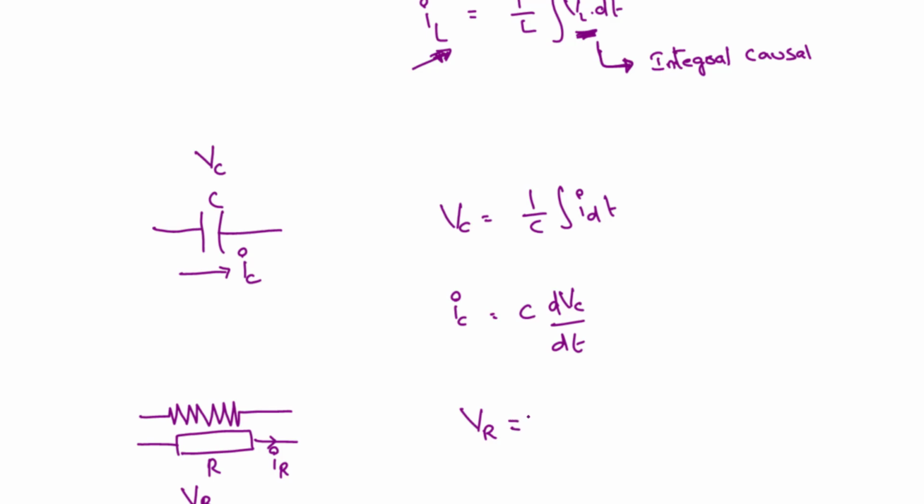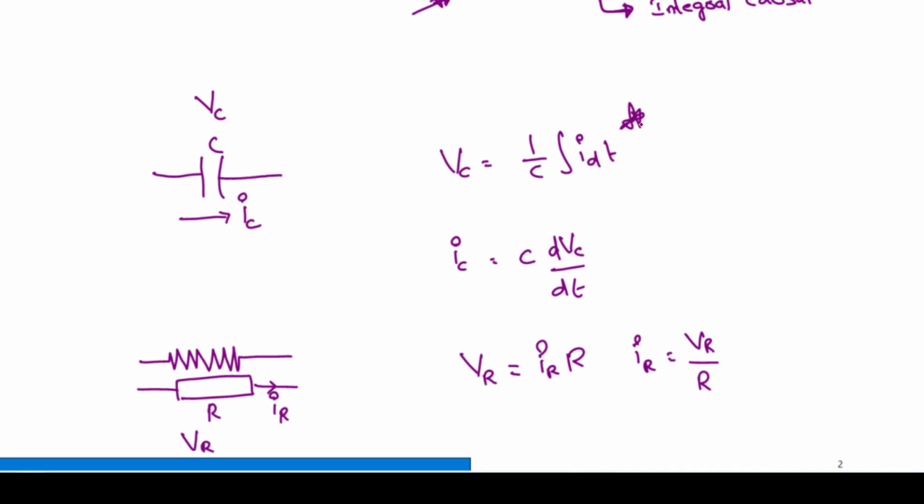So the voltage across the resistance VR is equal to IR into R, or the current passing through the resistance, IR, is equal to VR by R. Now if you see, integration means summation, so it has some sort of previous memory. Both the inductor and capacitor have integral causality, whereas for the resistor there is no preferred causality.